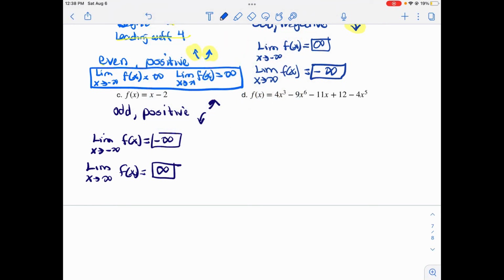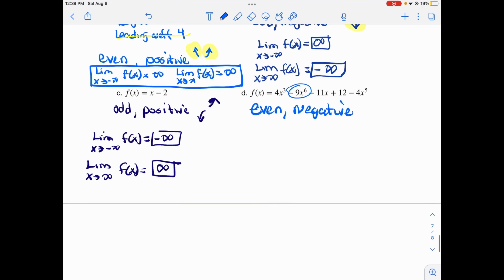All right, here we have f of x is equal to 4x cubed minus 9x to the 6th minus 11x plus 12 minus 4x squared. So my leading term there is that negative 9x to the 6th. And so it is an even degree and a negative leading coefficient.